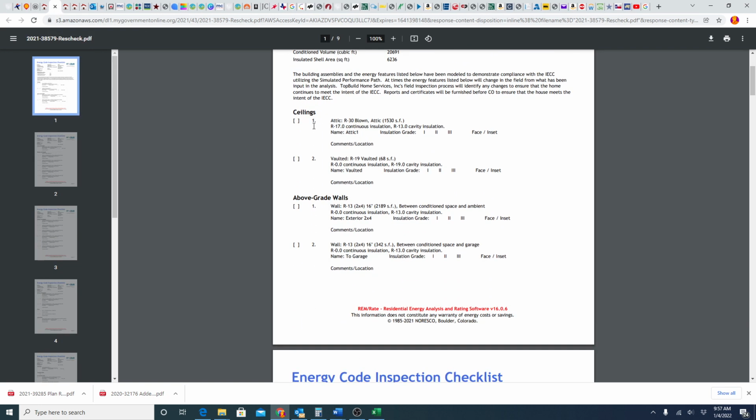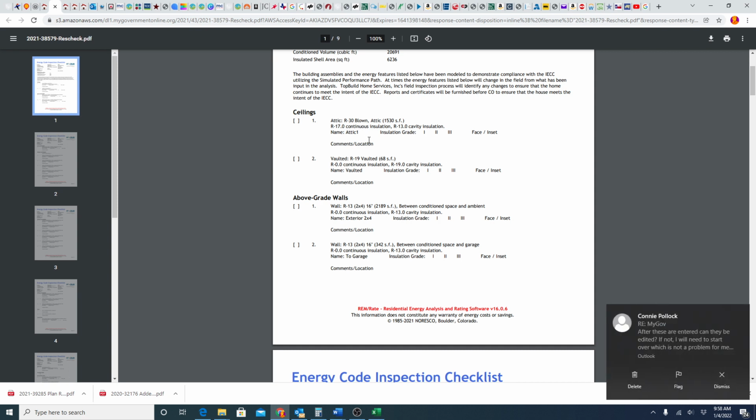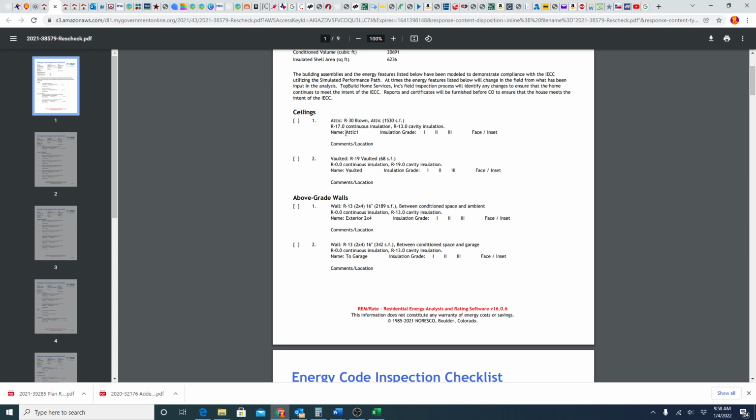For the REM/Rate, one reason people like to use it is it allows you to have more flexibility. It's what's called a performance path. Earlier we were saying R38 would be required on the ResCheck. On a REM/Rate, it'll factor in more efficient AC and windows and everything else, and you do what's called equipment trade-offs. So you can lessen some of the requirements by having more efficient energy items in the house. You can use an R30 blown if you have a 16-SEER AC, for instance, on the software.